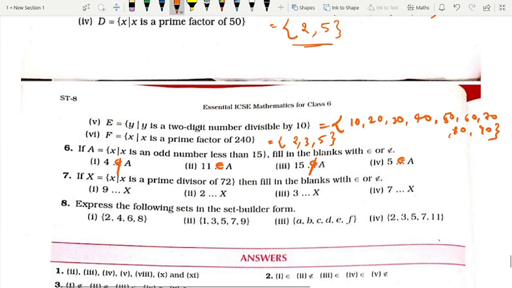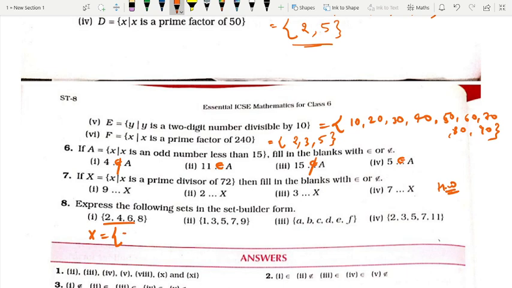Okay, now question number 7 and question number 8. Question number 7 you will do as homework. Okay, question number 8, I'm telling you the question. This we can write down in the set builder form. This one is written in the tabular form. 2 4 6 8. What are 2 4 6 8? 2 4 6 8 are our even numbers.